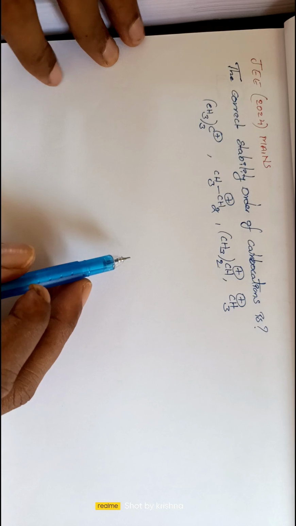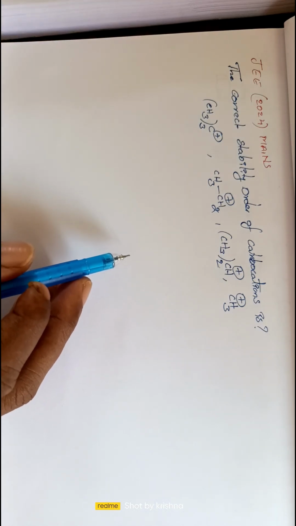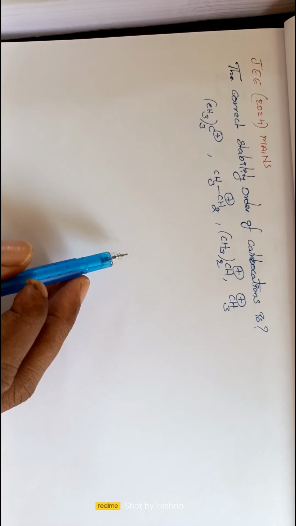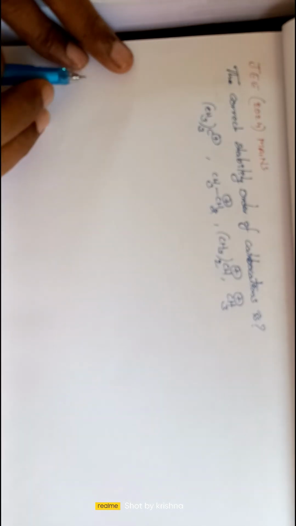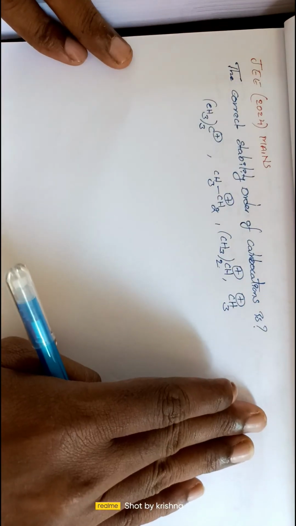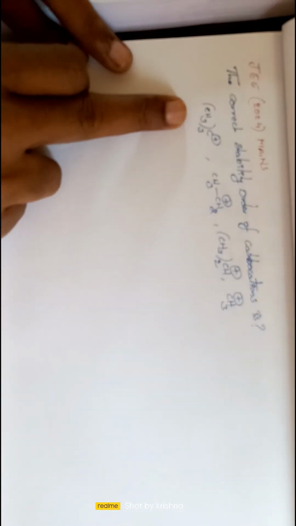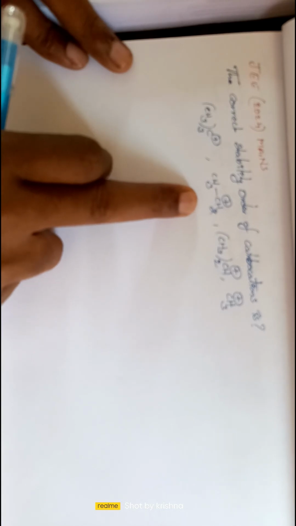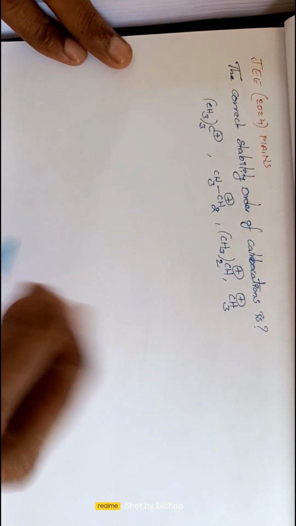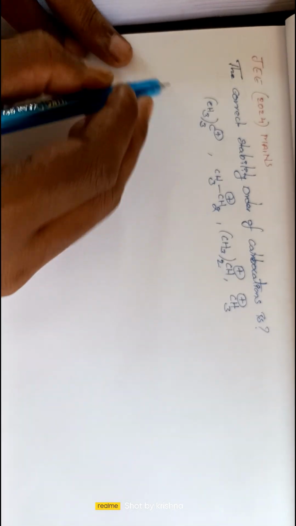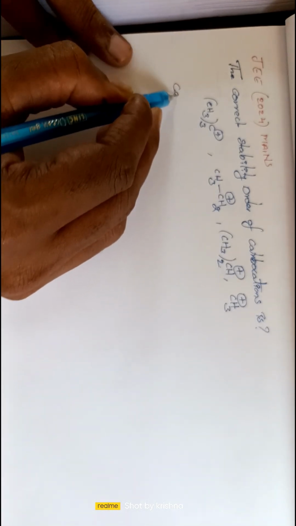Now today I am explaining a JEE Mains 2024 session question, that is the correct stability order of the carbocation. Carbocation stability based question. What carbocations are given here? Look here: trimethyl carbocation, ethyl carbocation, isopropyl carbocation. This is methyl carbocation.